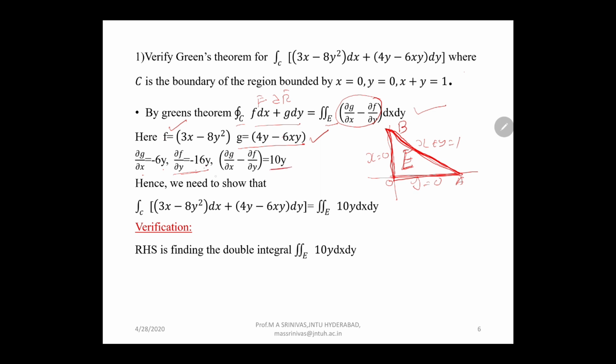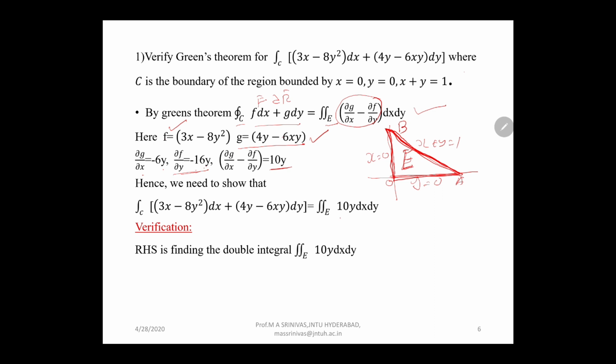So what does Green's theorem say? The line integral of this is equal to the double integral over E of 10y dx dy. We need to find the right hand side as well as the left hand side. Let us find out the right hand side and left hand side. So first I am finding the right hand side, the double integral over E of 10y dx dy.